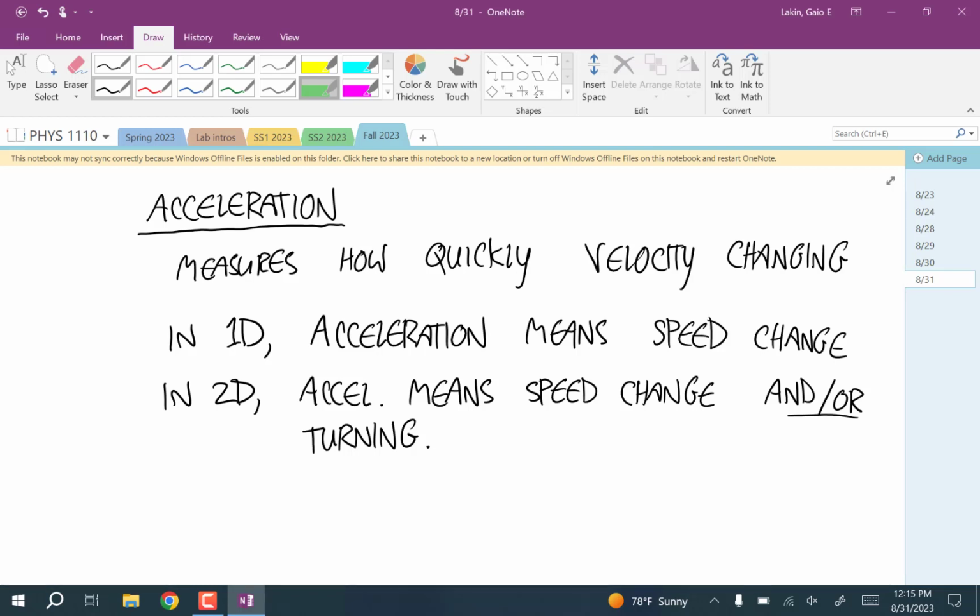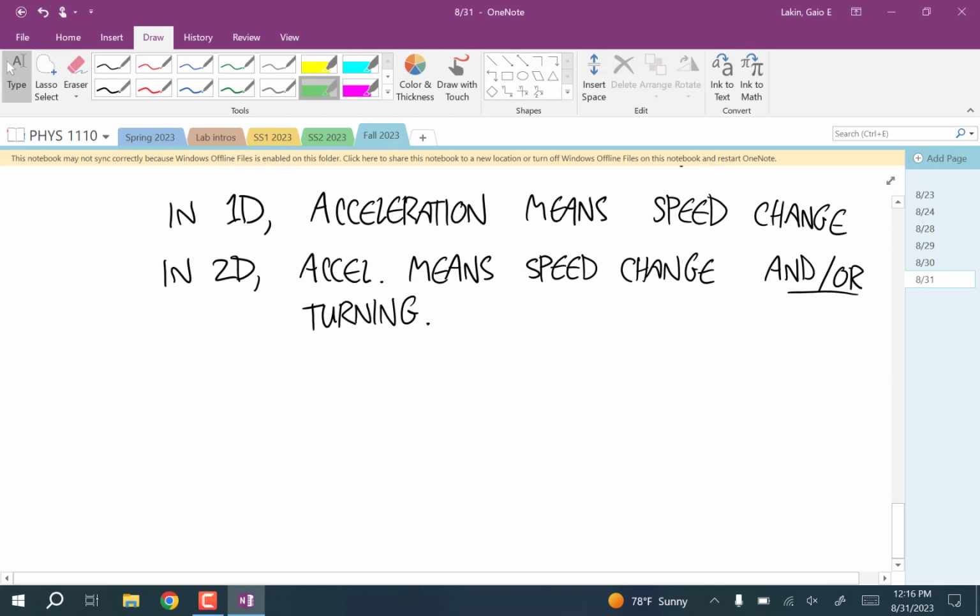Okay, but in 1D, there's no such thing as going around a turn. There's only changing speed. Okay, what do the signs of the accelerations mean? If I made you guess, probably most people would guess that a positive acceleration means that the thing is speeding up, and a negative acceleration means that the thing is slowing down. And that would make sense and that would be nice, but that's just not how it works. So it's a little more complicated than that. Okay.